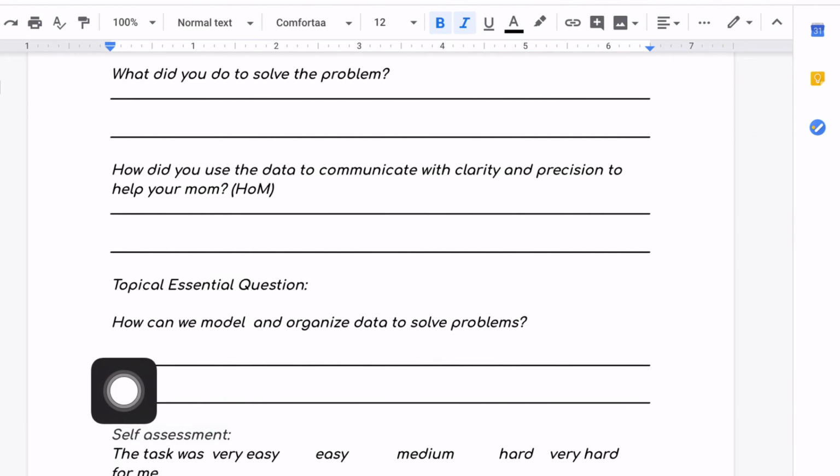Example for here is, we can model data by doing this. We can organize data by what? To solve problems. And of course, self-assessment. The task was very easy. You circle this. The task was easy. The task was medium. The task was hard. The task was very hard for me.